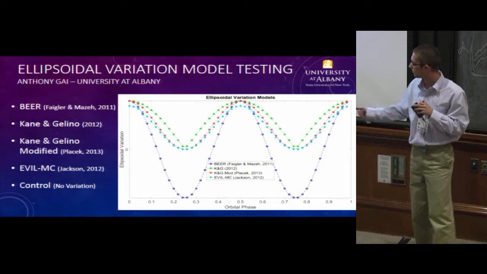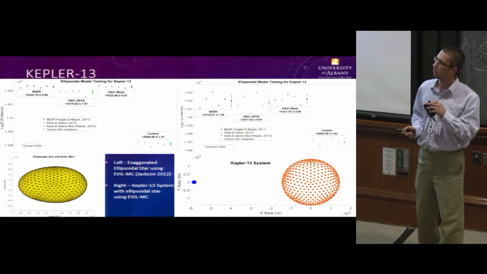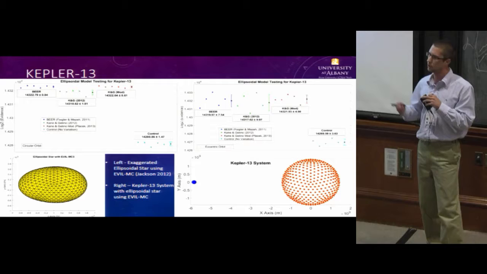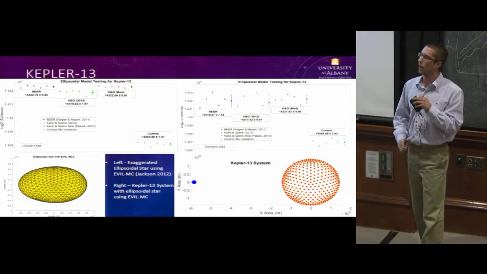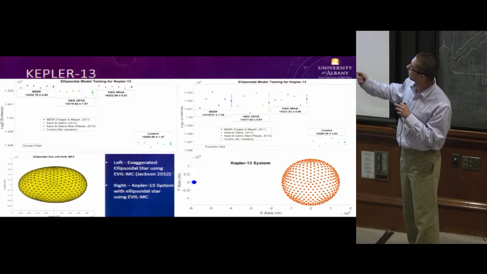Yep. So in the Bayesian framework, we can do model testing by comparing the evidences, which essentially acts as a prior weighted average for the likelihood. The algorithm ExoNest uses such a framework. I used ExoNest, ran it 5 times for each of the models in both circular and eccentric orbits for the Kepler-13 system.